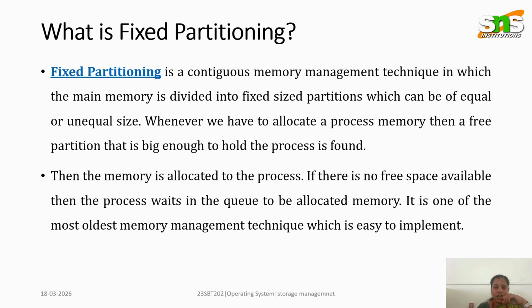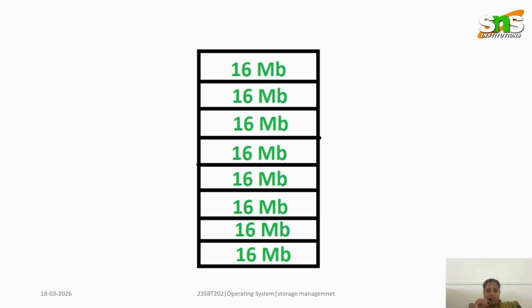Then the memory is allocated to the process. If there is no space available, then the process will wait in the queue to allocate the memory. It is one of the oldest memory management techniques, which is easy to implement. So if I consider I have two processes and one process is already allocated to a storage, the other process should be waiting in a queue until that one process completes its work in fixed partitioning.